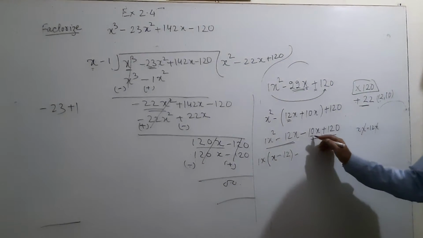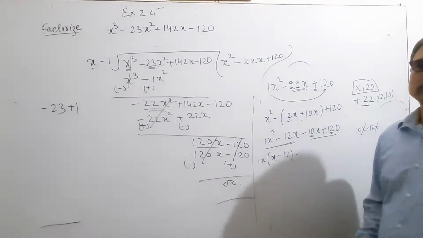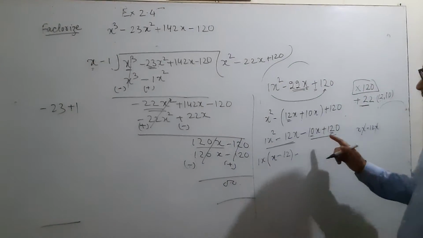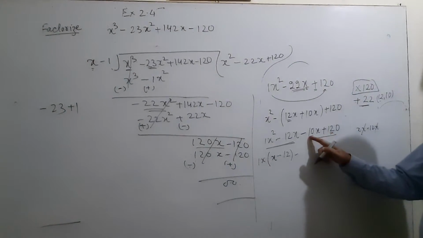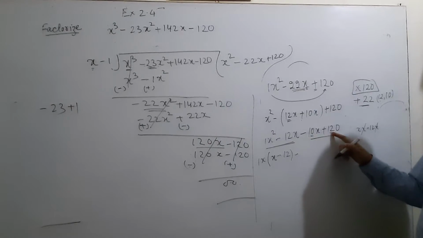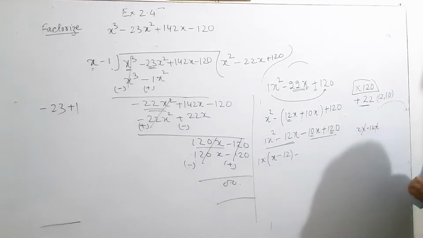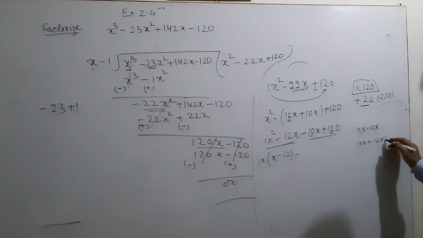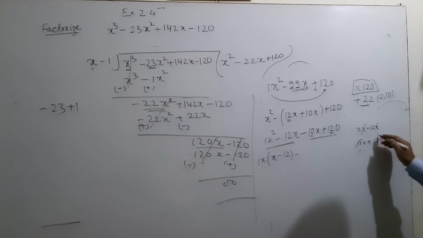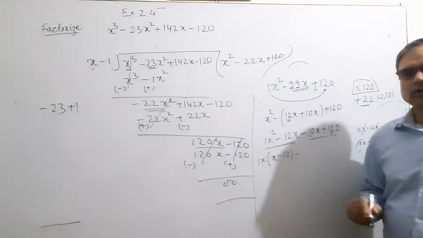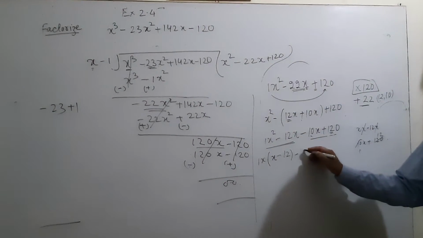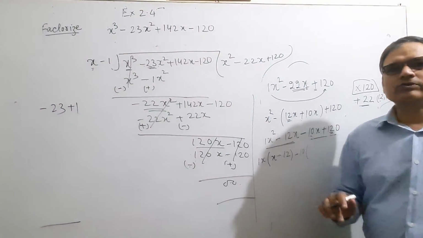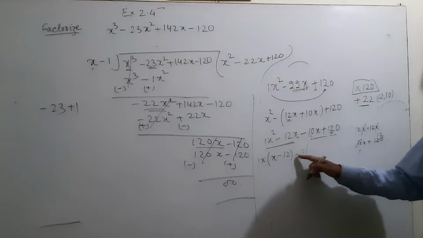Here is minus, here is 10, here is 120. What is the common factor of 10 and 120? The highest common factor means which value is divisible by both. 10 ones are 10, and 120 divided by 10 is 12. So 10 is common between both. Here is minus and 10 is common. If 10 is common and the sign is negative, then we have to change the sign. Minus and minus gives plus.